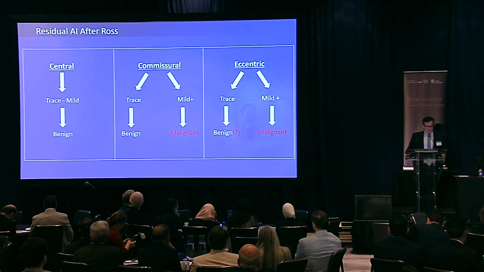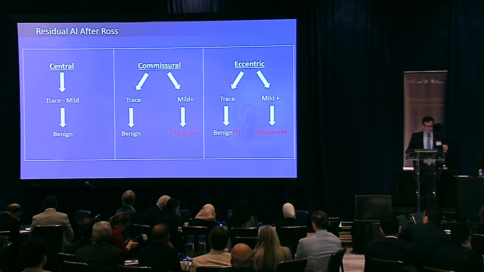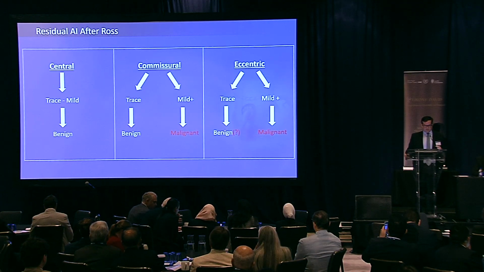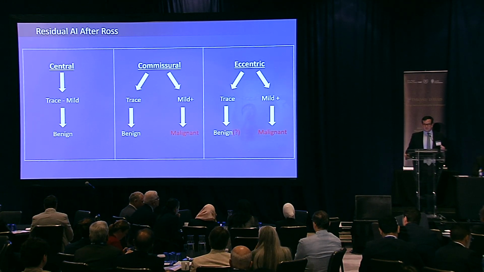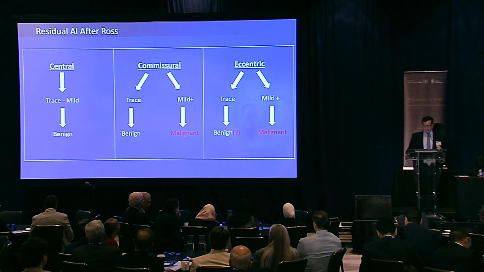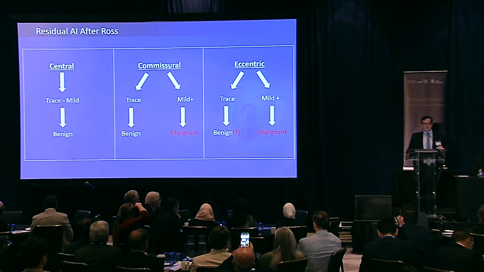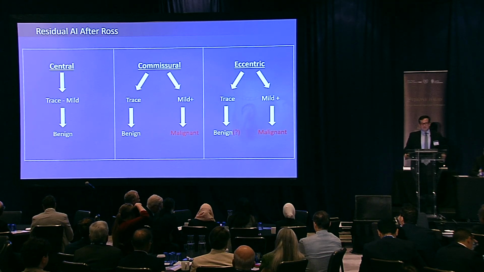And so when we think about the central, if it's trace or mild, this is benign. Nothing that we worry about. It's almost a staple of the Ross procedure. We don't think much about it. It's when we start seeing commissural or eccentric jets that we start to think more about it. If it's commissural trace and not really traveling into the LVOT, it's just a little pilot light, again, probably benign, something that we'll leave alone.